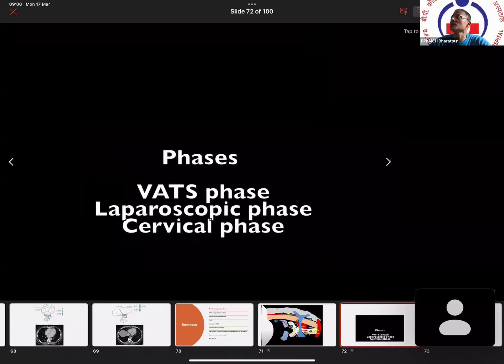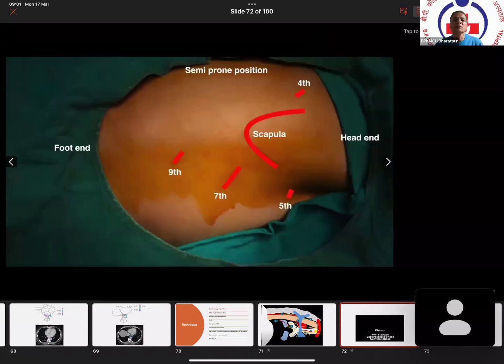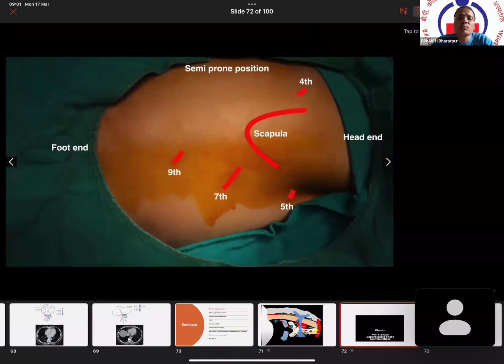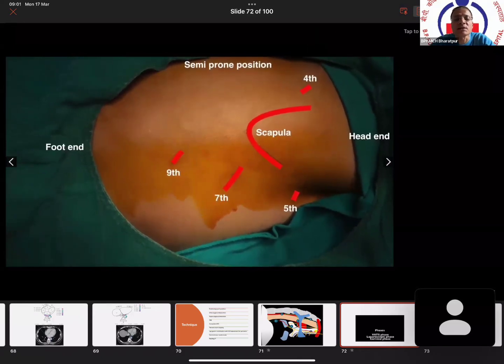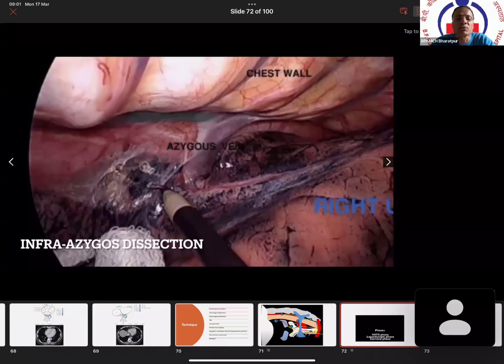The minimally invasive esophagectomy. This is the semi-prone position that we select in our patients. We generally put three ports, sometimes a fourth port if necessary, in the 5th, 7th and 9th intercostal spaces. But this is the diagram of how we proceed.